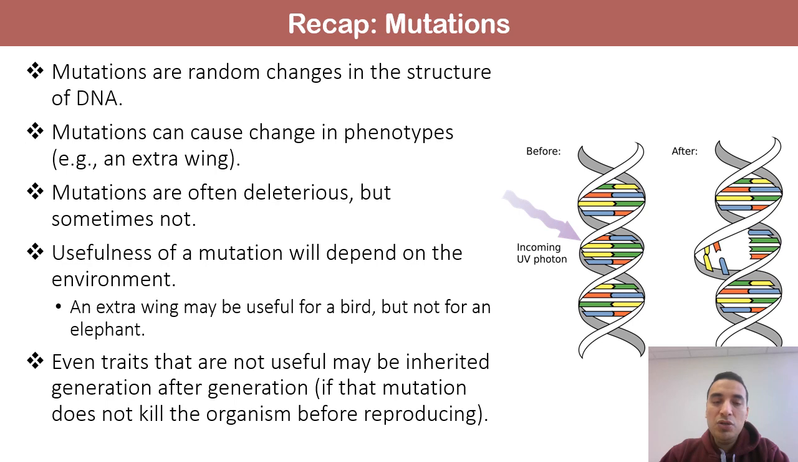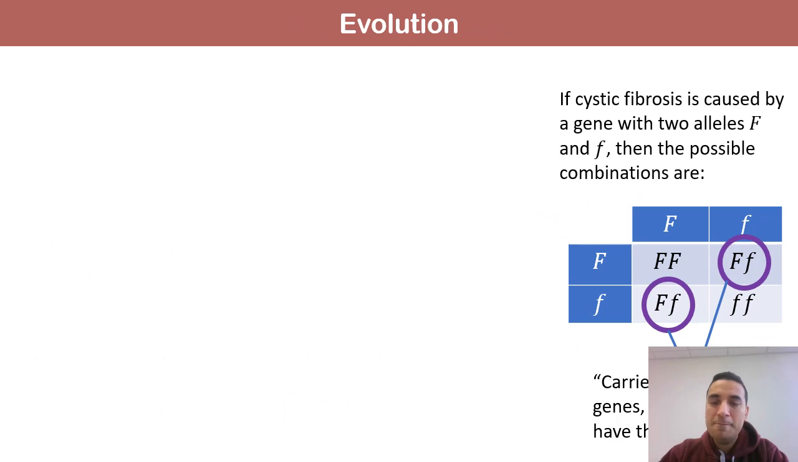But even the traits that are not useful can be inherited generation after generation. For example, we talked about Huntington's chorea or a lot of other diseases. Let's look at this example with cystic fibrosis. Cystic fibrosis is a genetic disorder caused by a gene with two alleles, big F and little f.